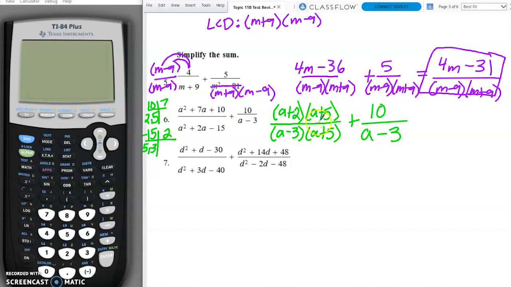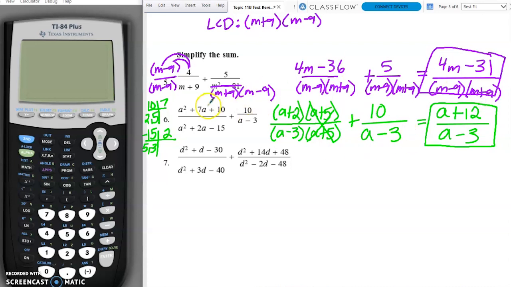Now you notice we have an a plus 5 on top and bottom, so we can go ahead and cancel that out before we deal with our least common denominator. So that can just completely go away. And now, if you look at what you have left in your denominator, our denominators are now the same. We don't have to manipulate our denominators now that we have canceled out the a plus 5. So we can just go ahead and combine like terms. We can combine the a plus 2 and the 10, and we're going to end up with a plus 12 over a minus 3.